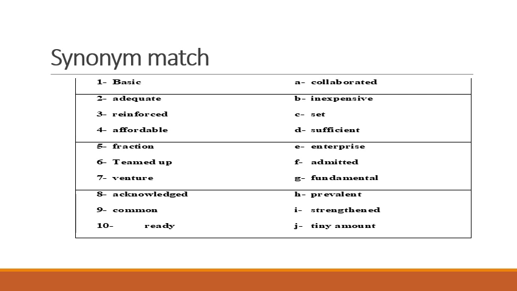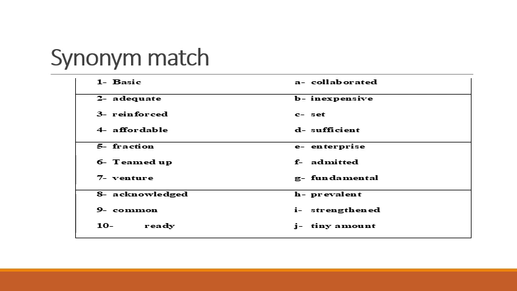Number 4, which is affordable. What does it mean, affordable? You can afford it. It's letter B, inexpensive. So affordable means inexpensive. Number 5, fraction. What does it mean, fraction? This is J, correct. J, which is tiny amount, very small amount of money, fraction. Teamed up, which is number 6, collaborated. Teamed up means collaborated.